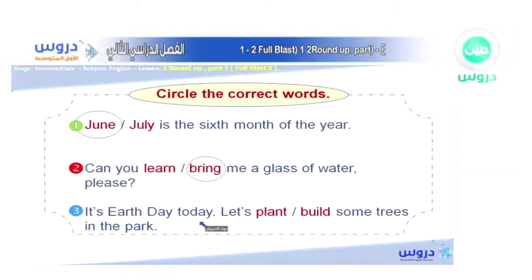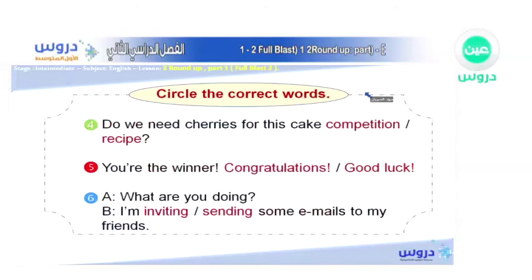Then, it's Earth Day today. What do we say? Do we plant some trees in the park, or do we build some trees in the park? Can we build trees? Do we do it? Or do we actually put something, like a seed, and then we give it lots of water until it becomes what? It becomes a tree. That's right. So we're going to say plant. That's right. We're going to say plant because it's something that we put a seed and then we just wait for the result. So in this one, do we need cherries for this cake? What? Competition or recipe?